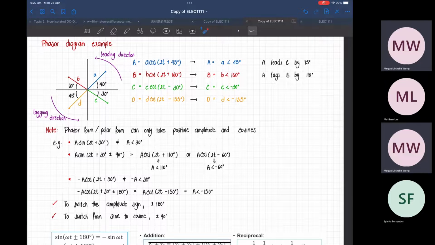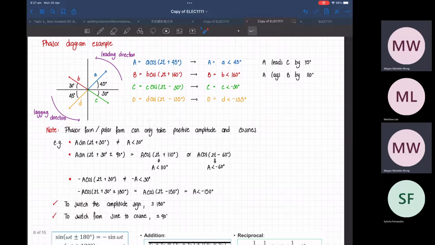And then a very important thing that you guys have to remember, and this is a very rookie mistake, is that phasor or polar form can only take positive amplitude and cosines. So whenever you have A sine 2t plus 30 degrees, it doesn't mean that it's A angle 30 degrees. You have to change the sine into cosine and then start analyzing your circuit. To change it, you can either add or subtract 90 degrees, and then you get 120 degrees. And then this A angle 120 degrees is actually the real value that you have for your phasor form.